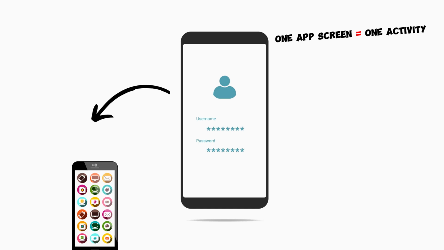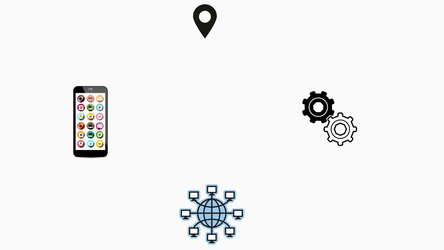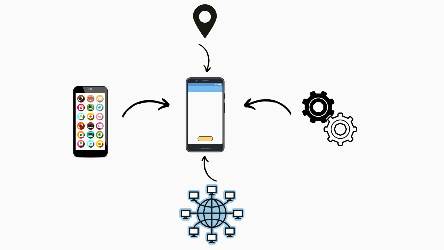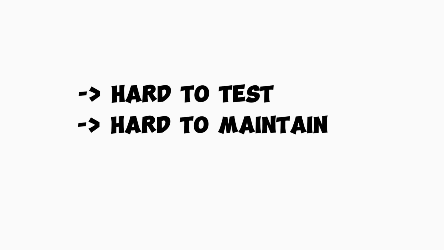The problem is Android. Activities often become both view and controller. UI, logic, navigation, networking. Everything ends up in one place. That's how you get a massive activity. Hard to test, hard to maintain.